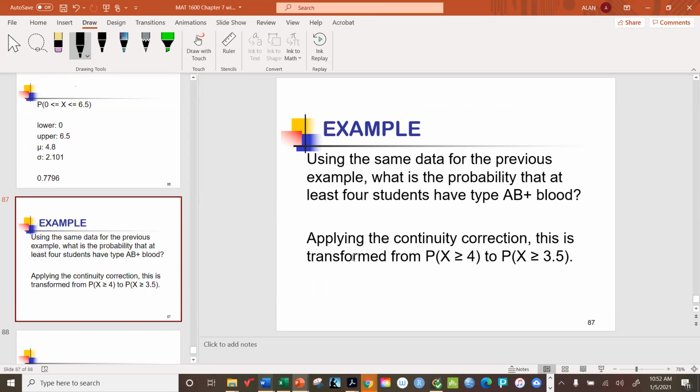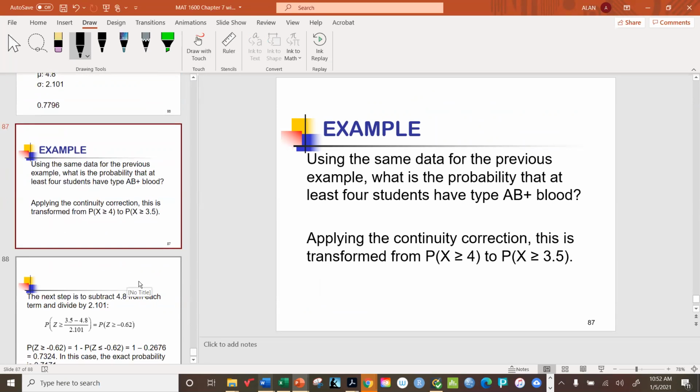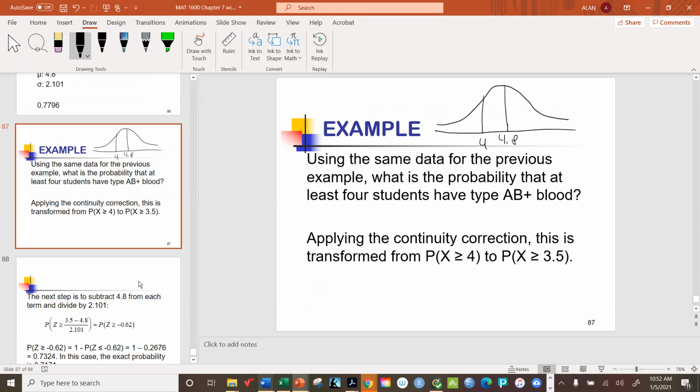At least 4. So at least 4 means 4 or more. Now, in this case, we only have 60 students. So what we're going to look at is everything from 4, and we really should chop it off at 60, even though that doesn't take us all the way to infinity. Because we only have 60 students, we can't really let it go any higher than that.